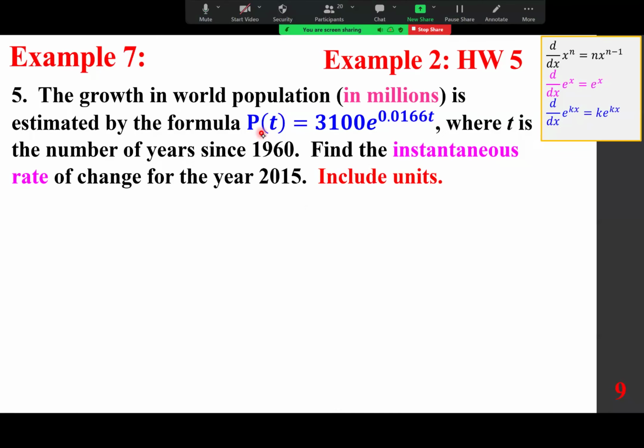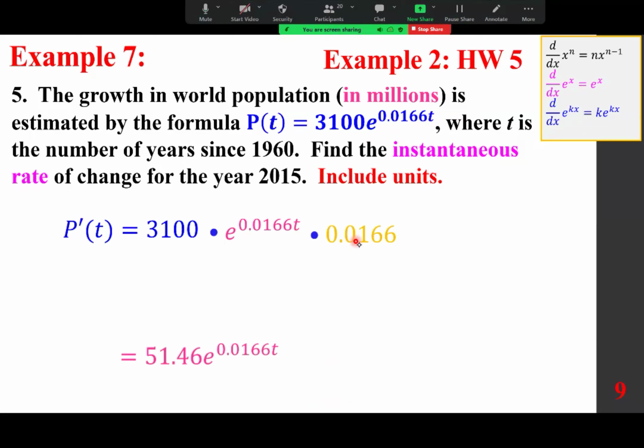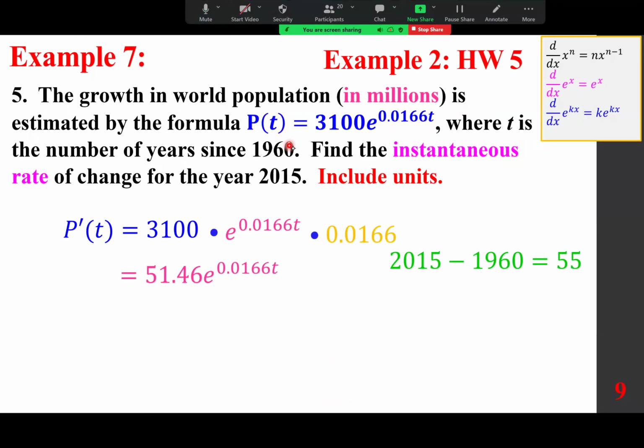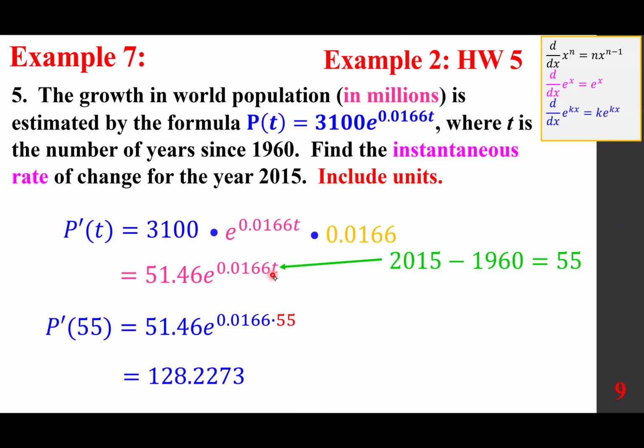So P prime of t, you keep the number in front. And then this is exponential, the answer is itself. And then times, this is e to the kx, times k, the coefficient of t. To simplify it, you multiply these two numbers, you put it in front. This would be P prime of t if we were interested in the derivative only. However, in the year 2015, the difference between the 2 years is 55. Plug in. When you plug in, you use a calculator. And with a bunch of decimals, you get to this answer.